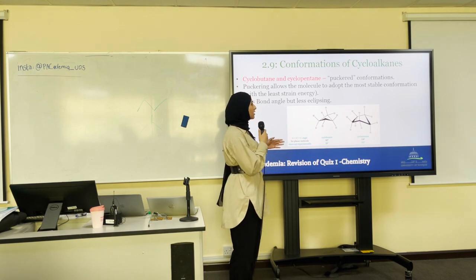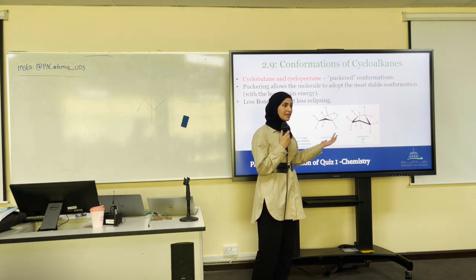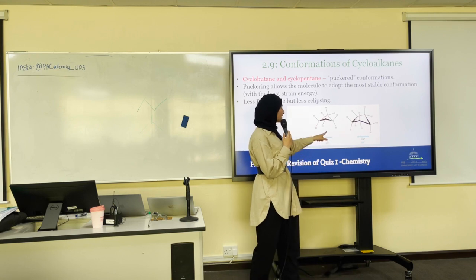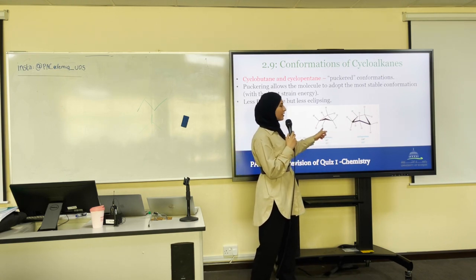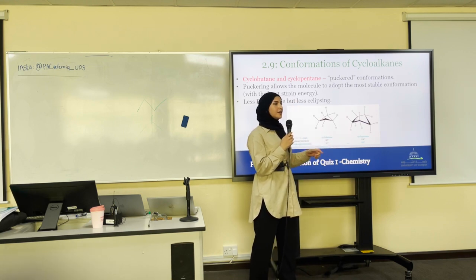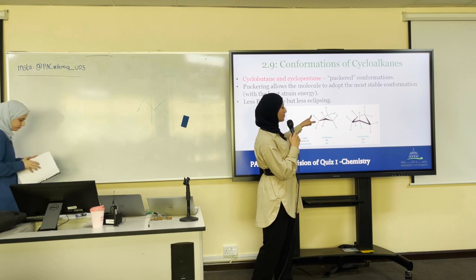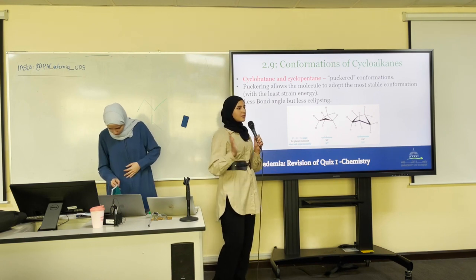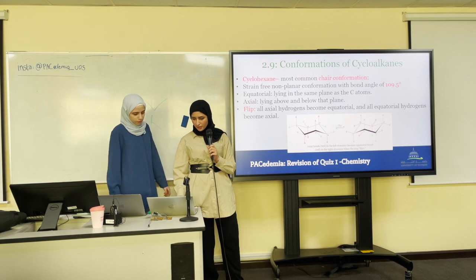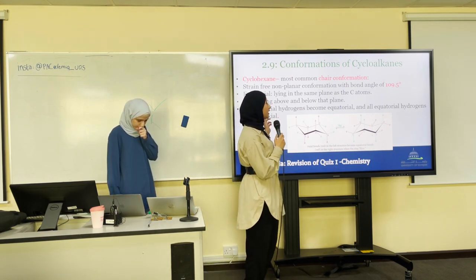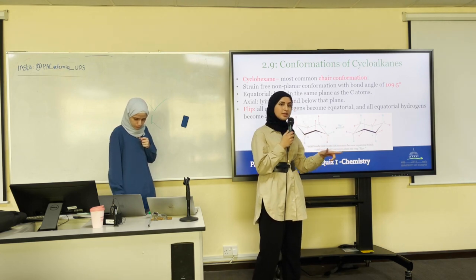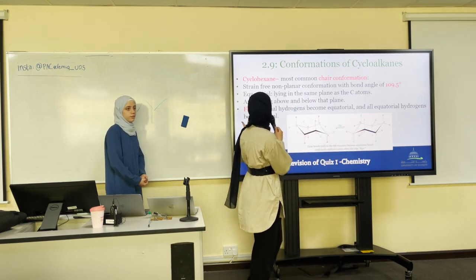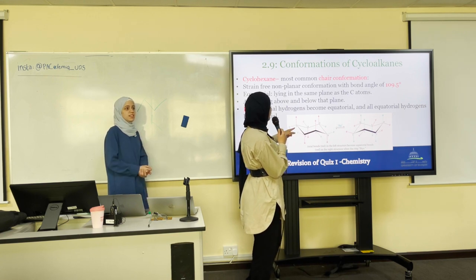For cyclobutane or cyclopentane, they have a puckered conformation, so they are not planar, right? So, as you can see here, the cyclobutane and cyclopentane, although their bond angle is less, the atoms are farthest away from each other. Okay, so we have less strain energy because the atoms are further away from each other. Now we have the cyclohexane. We have either a chair or boat conformation, right? So in the chair conformation, the bond angle is 109.5, which is the most stable. And as you can see, we have equatorial and we have axial.